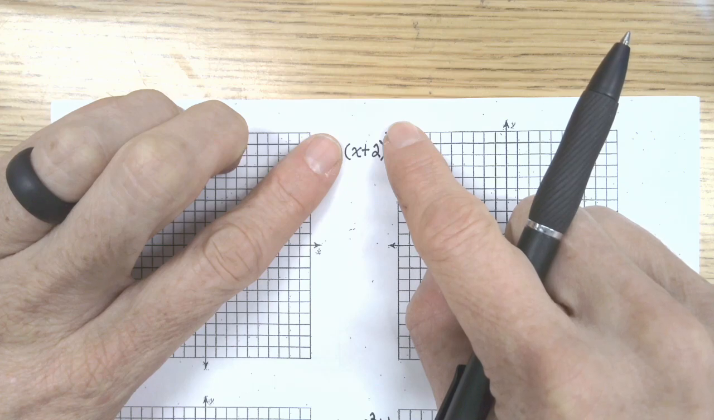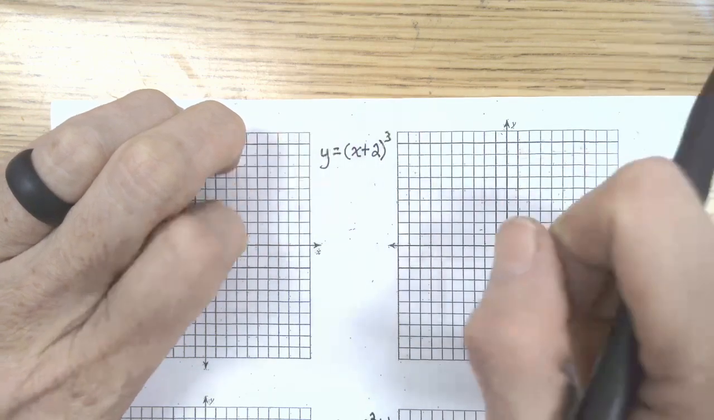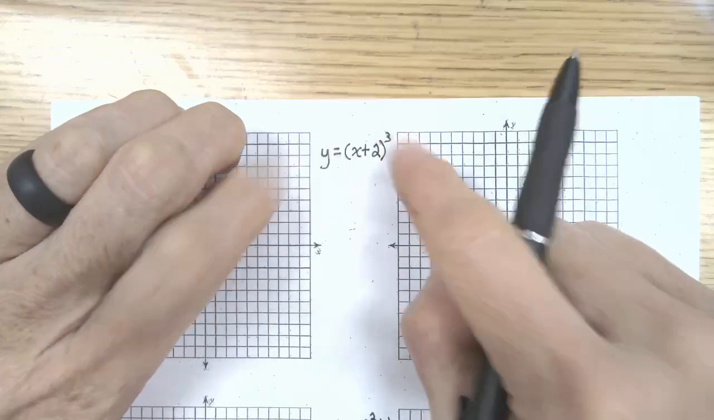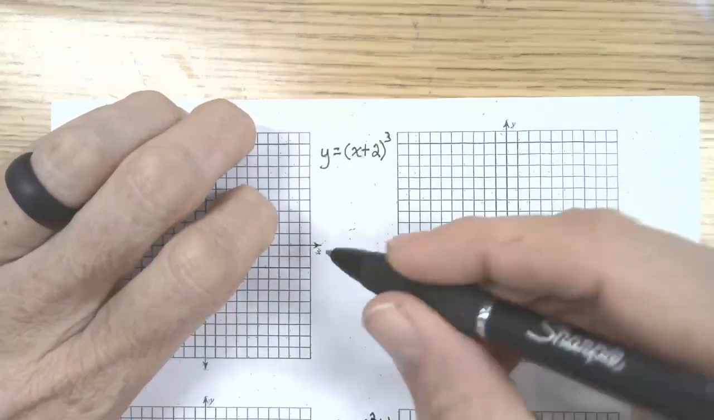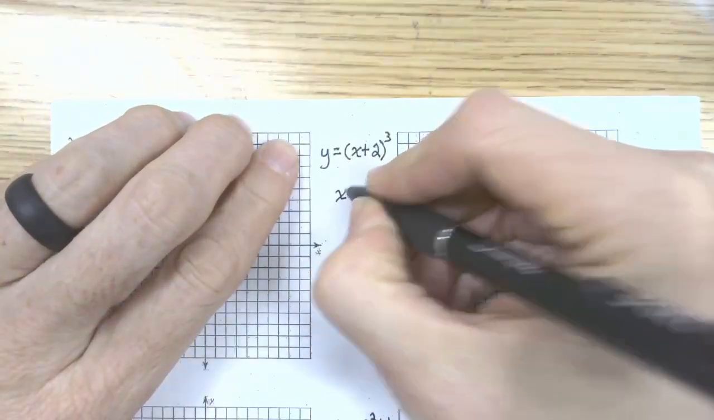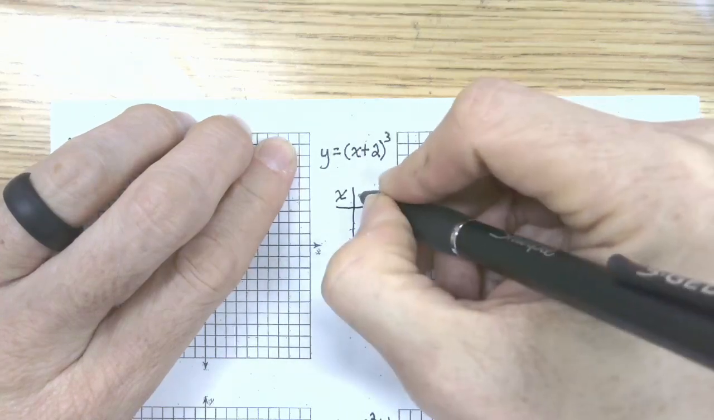And I want to ask the question, what would I put in for x to make that expression equal 0? And the answer is, it would be negative 2, right? Negative 2 plus 2 is 0. And so that's the first point in the table that I want to figure out, that inflection point.